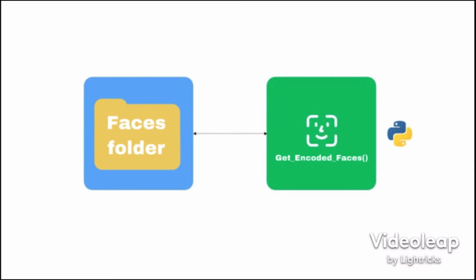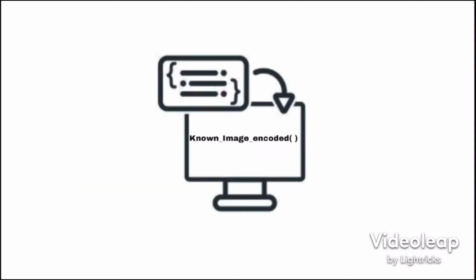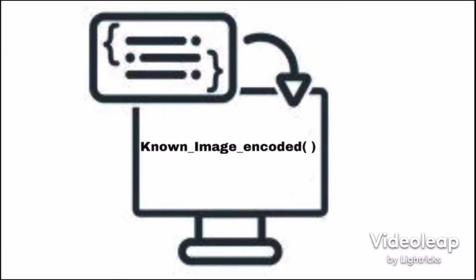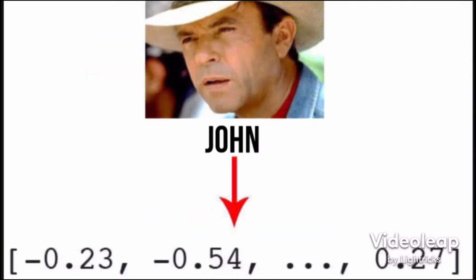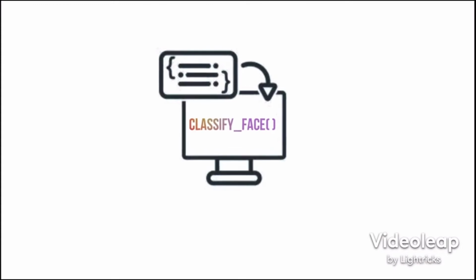These are the libraries that I used to implement my project. I also used some methods and functions, starting off with getEncodedFaces. What that method does is ask the system to look in a special folder where faces exist and encode all the faces that can be found. Another method was knownImageEncoded. It simply gets whatever the image name is and encodes it into a format that my machine learning model can read. Next, I have a method called classifyFace.